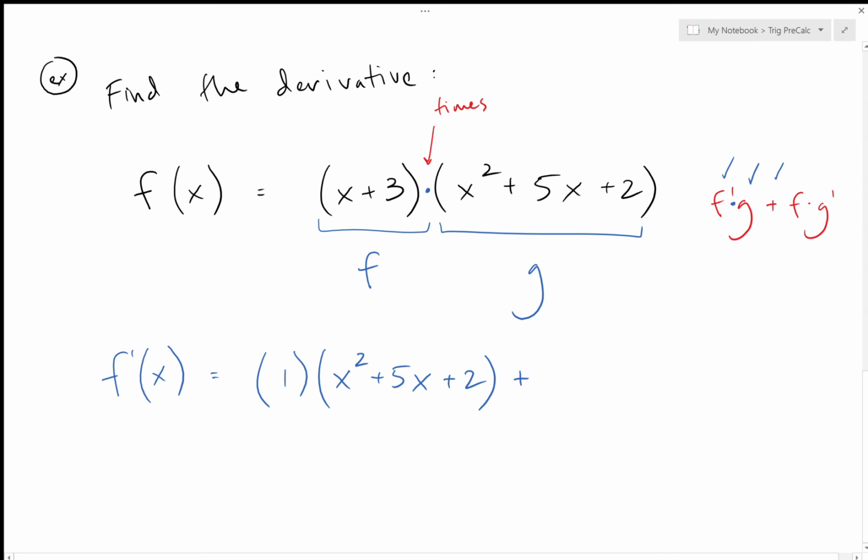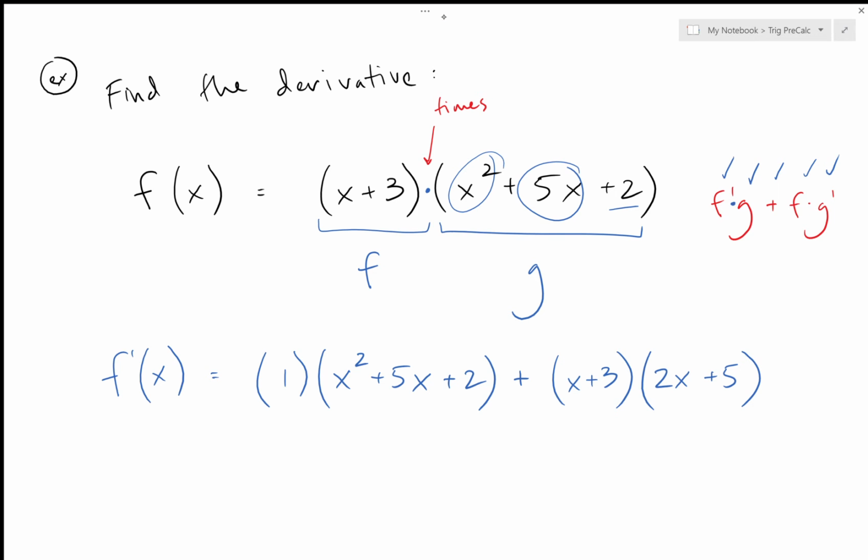plus. Alright, now take regular f, x plus 3, and multiply it by the derivative of g. So now let's take the derivative of g. So the first term, that's 2x. The next term, plus 5. The last term, constant, becomes 0, so we can close this. So there's all my pieces there. And if you want to relabel it, well, I'll relabel it for you guys. This is derivative of f, this is g, this is f, and this is the derivative of g. And there's all that we had right here. That's what we needed to do.